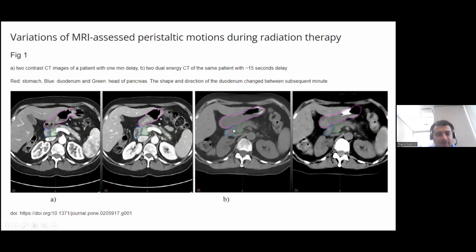You can see here on the left we have the duodenum, the head of the pancreas, and the stomach. As the stomach fills, either with gas or with fluid or with food, you can see the effect it has on the pancreas. So if you're targeting the pancreas and you don't account for this peristaltic motion, either before treatment or during treatment, you could completely miss your target.